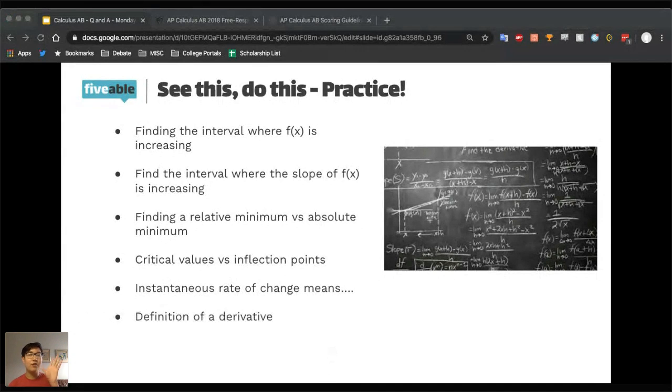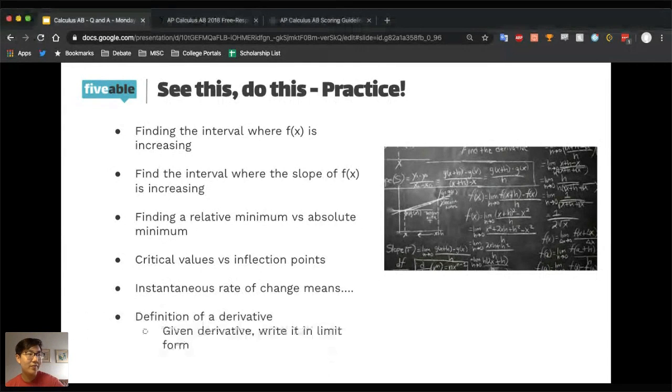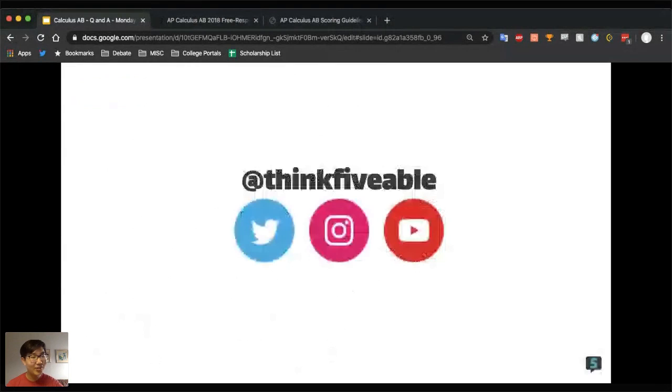Or you'll see that they'll give you a limit and ask you to write it as the derivative. And finally, given a derivative, write it in limit form; given a limit, find f of x or f prime of x. So that concludes all the stuff that I covered today in the lecture. But do y'all have any questions?